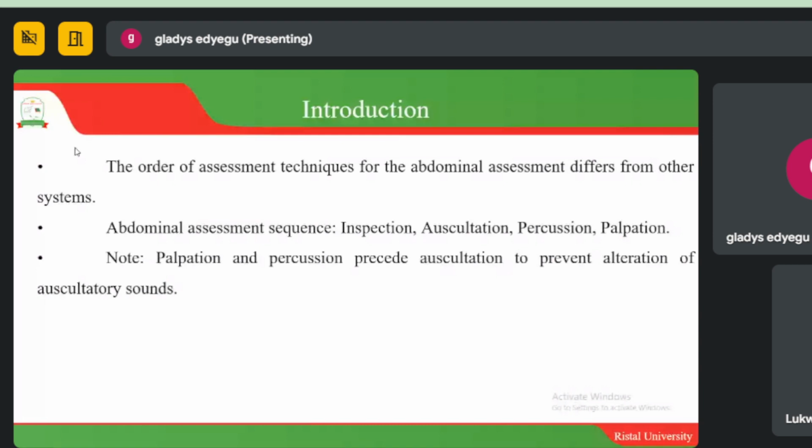just because when you start to percuss and then palpate, you're going to alter the sound that you'd hear when you're doing the auscultation. So basically the change is because you're going to start with inspection, which is done when you're doing any other part of the patient's body. Then you'll go ahead to auscultate, and then percussion and palpation. But if it was any other part of the body that you're assessing, not necessarily the abdominal region, you start by inspecting, palpating, you percuss and auscultate.